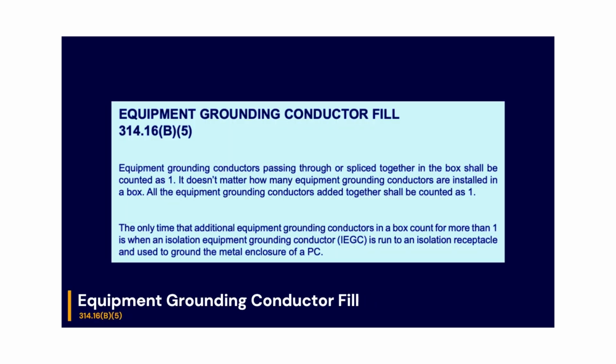Equipment grounding conductor fill. 314.16(B)(5). Equipment grounding conductors passing through or spliced together in the box shall be counted as one. It doesn't matter how many equipment grounding conductors are installed in a box. All the equipment grounding conductors added together shall be counted as one. The only time that additional equipment grounding conductors in a box count for more than one is when an isolated equipment grounding conductor is run to an isolated ground receptacle and used to ground the metal enclosure of a PC.